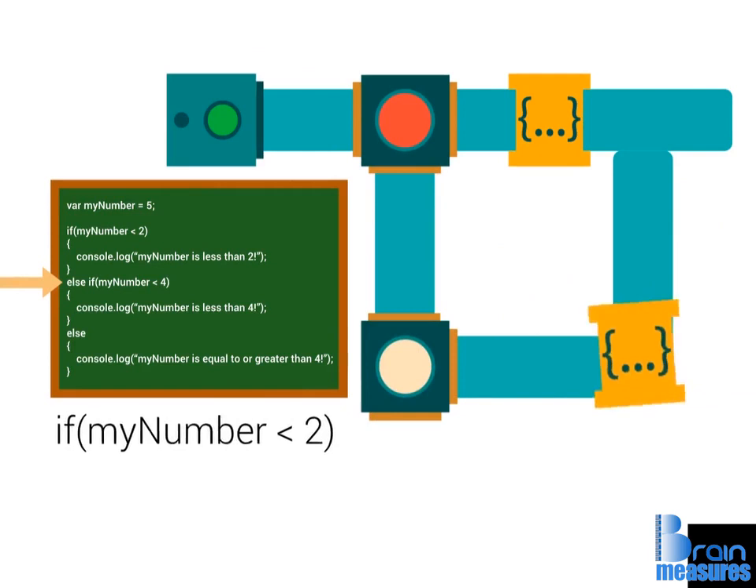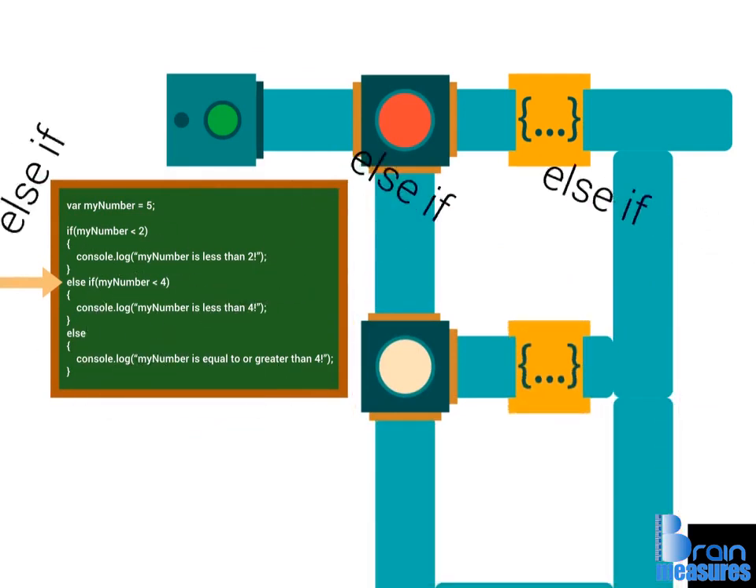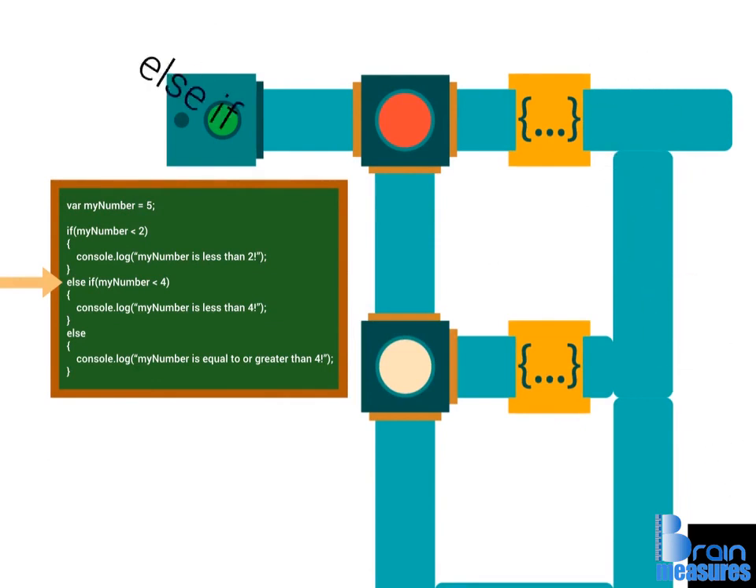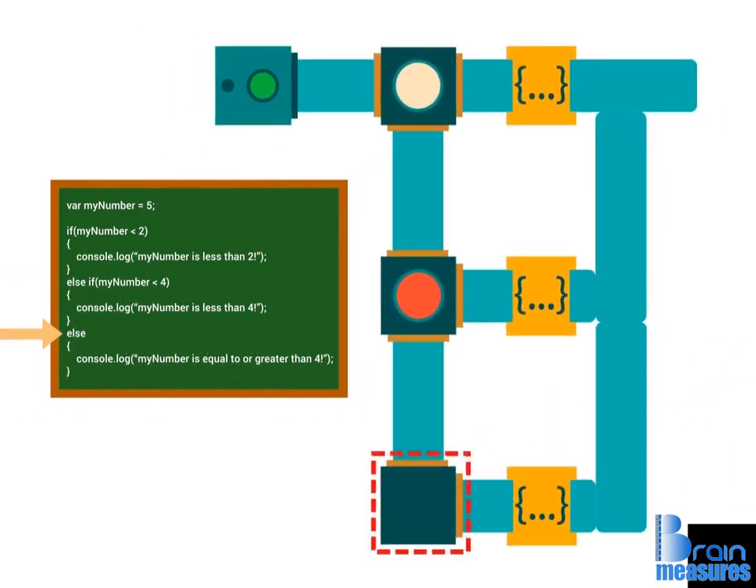We jump to the next code block. This one is an else-if statement. It allows us to add more condition-controlled code blocks to an if statement. The condition of this else-if statement is also false, so we jump to the last code block. This one has no condition, so we execute it.